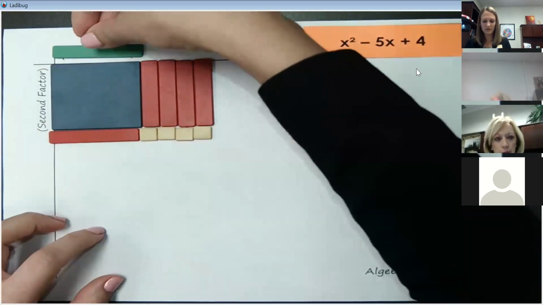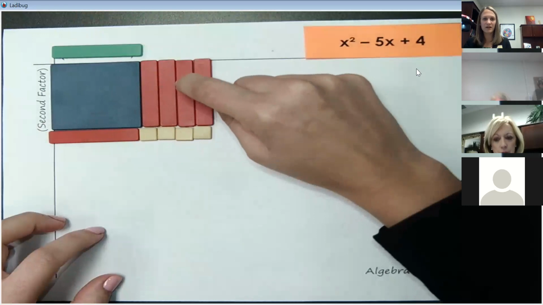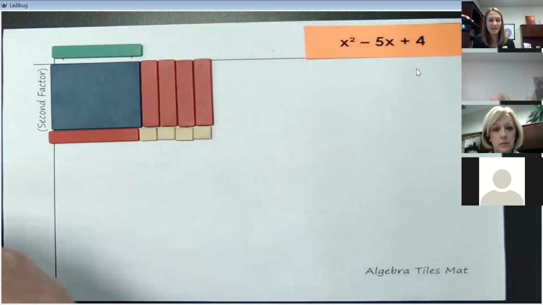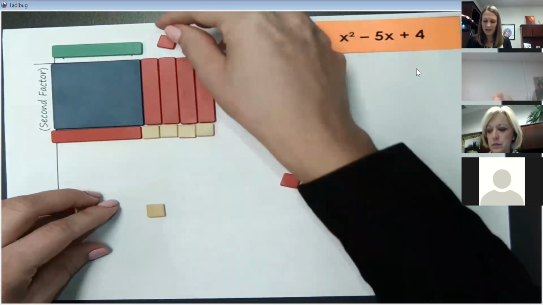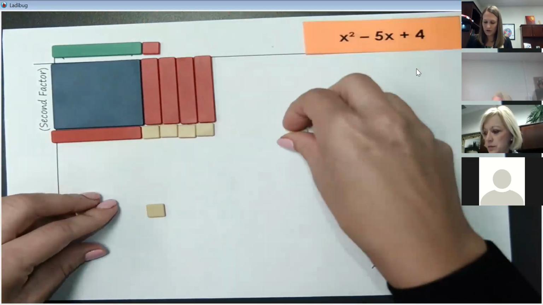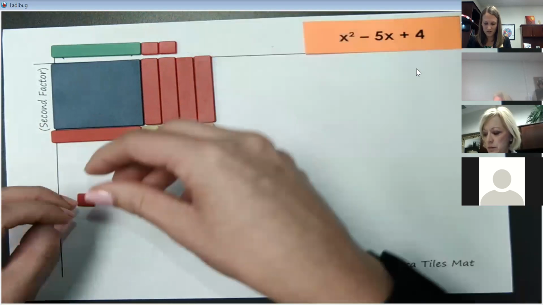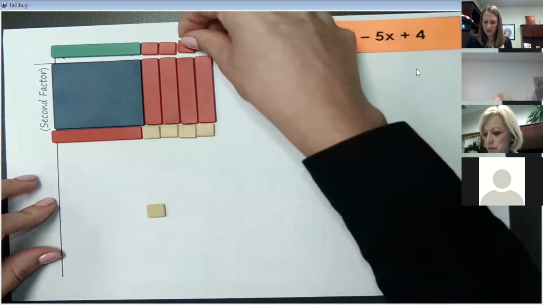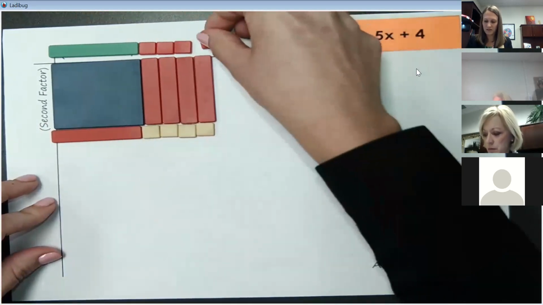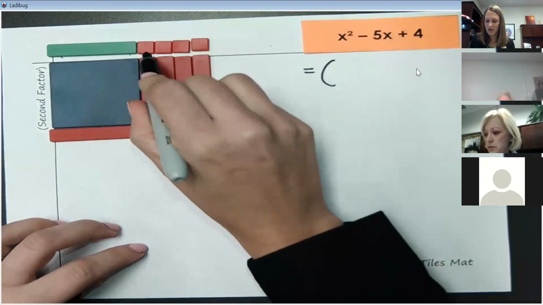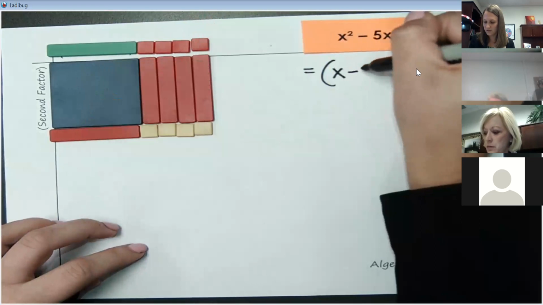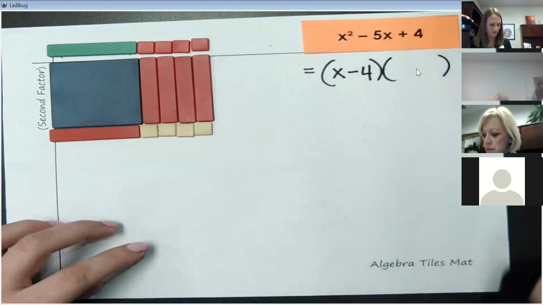positive x. And now I'm noticing that these are red, and red to me represents negative tiles. So I see that I actually have 4 negative 1 units. So my constant of negative 4 is my first factor. All right, so if I were to write this out, I see I have x minus 4. Okay, I need to find my second factor.